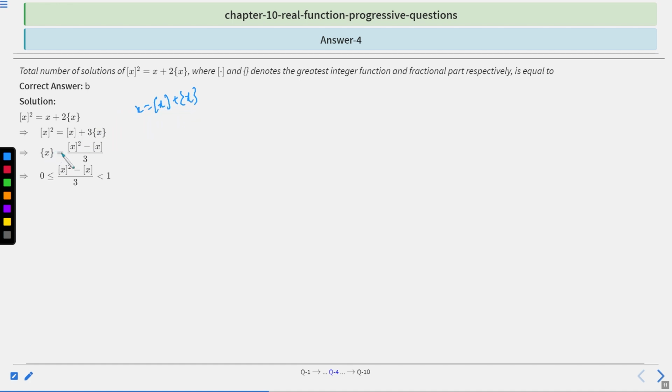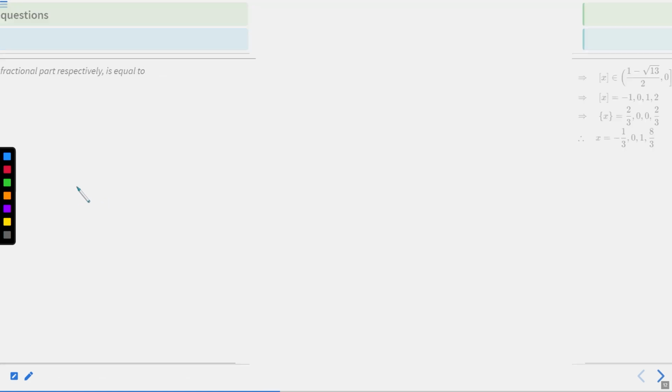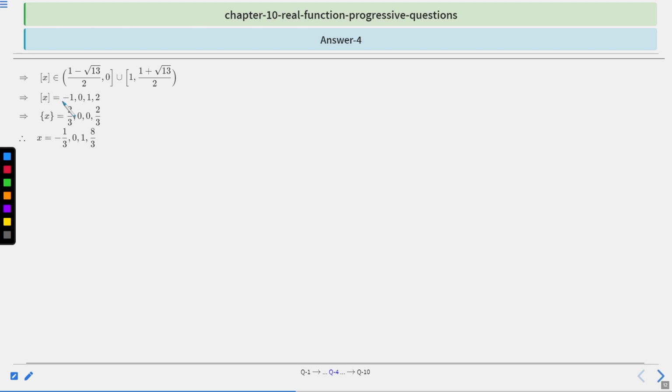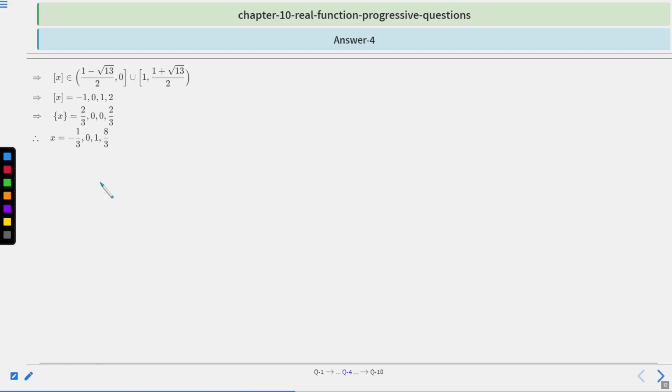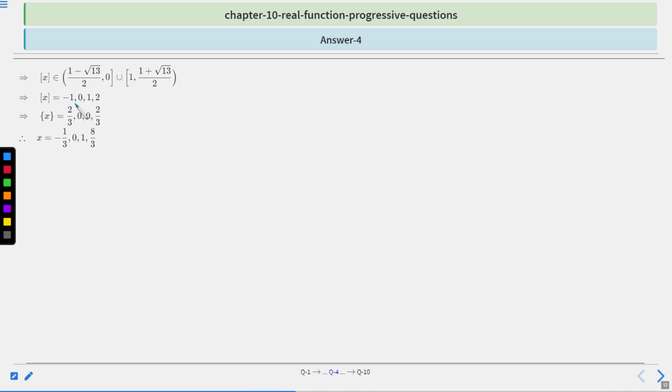So fractional part of x is basically greatest integer function of x square minus greatest integer function of x upon 3. Since we know that fractional part of x is between 0 to 1, so greatest integer function of x square minus greatest integer function of x upon 3 is between 0 to 1, right? So greatest integer function of x belongs to 1 minus root 13 upon 2 to 0 union 1 to 1 plus root 13 by 2, right? Here, after solving this, greatest integer function of x can be minus 1, 0, 1, 2, right?